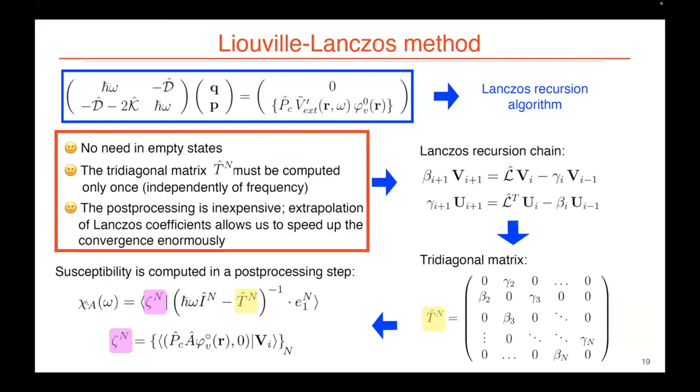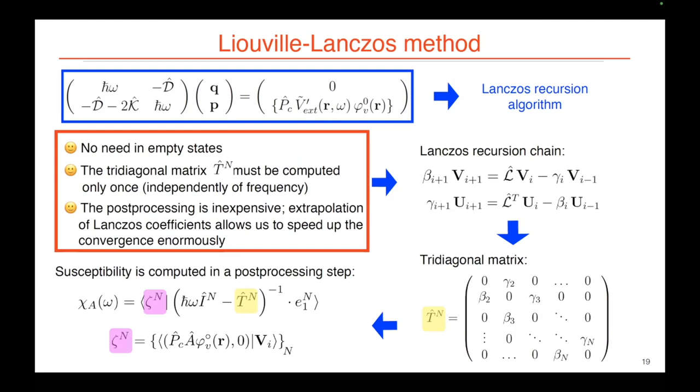So let me summarize the Liouville-Lanczos method. What are the strengths and weaknesses? The strengths are that there is no need for empty states, the same positive point as in the Sternheimer method, because we use the projector on empty states. Then the tridiagonal matrix must be computed only once, independently of frequency. Essentially, we use the Lanczos algorithm to solve this matrix equation in blue. There is frequency, but in practice, we don't use frequency. We just propagate these equations independently of frequency. So we do it only once. We don't do it every time for each frequency.